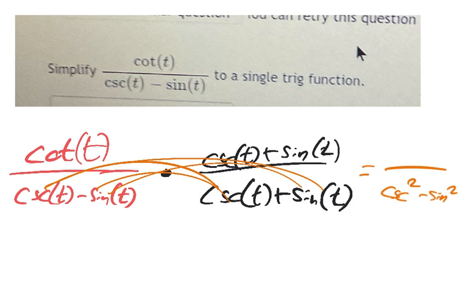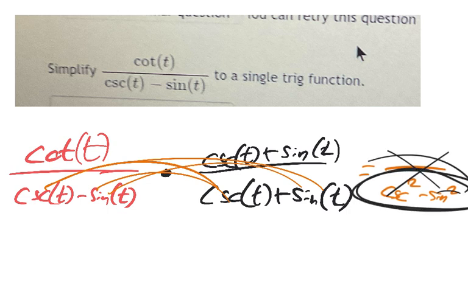Do we have a trig function that is cosecant squared minus sine squared? Is that a Pythagorean identity? There's not one that involves those. Okay? So, while this is the one I would try first, because I think it's simpler, it's not going to work this time. Because I can't simplify this any farther. Do you follow my logic?